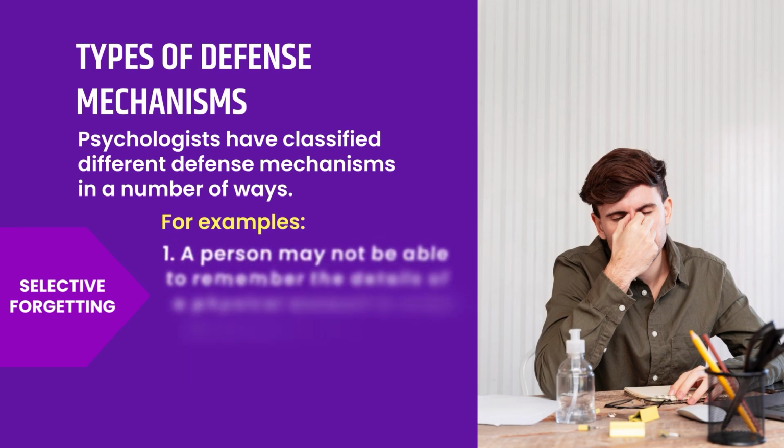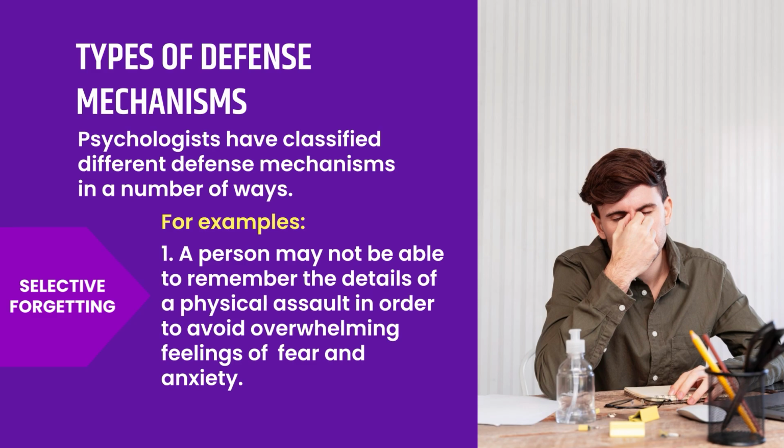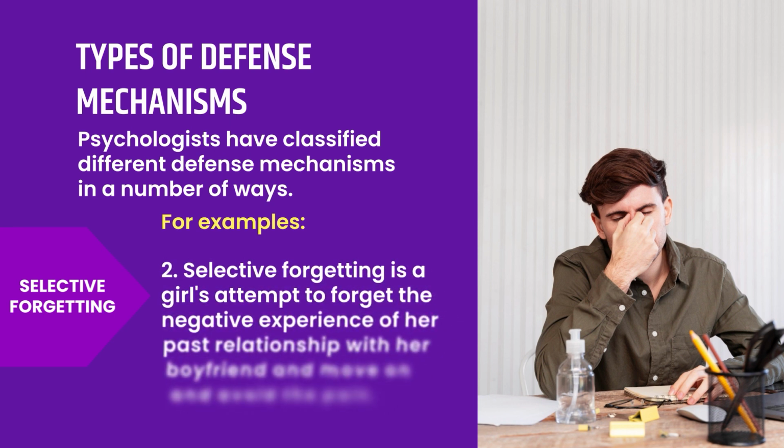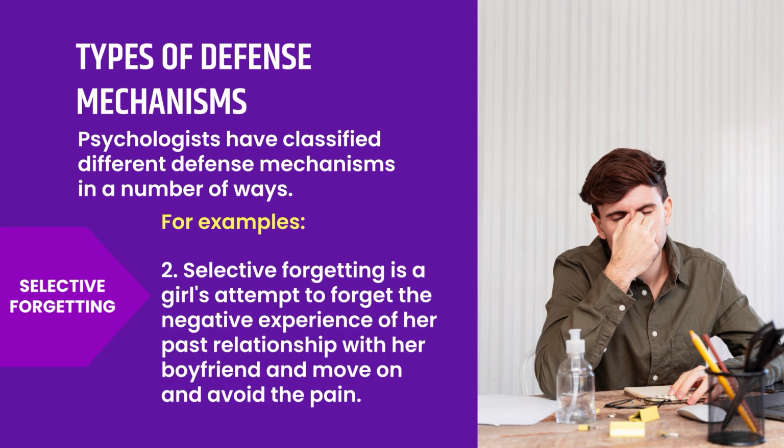situation. For example, a person may not be able to remember the details of a physical assault in order to avoid overwhelming feelings of fear and anxiety. Another example can be, selective forgetting is a girl's attempt to forget the negative experience of her past relationship with her boyfriend and move on and avoid the pain.